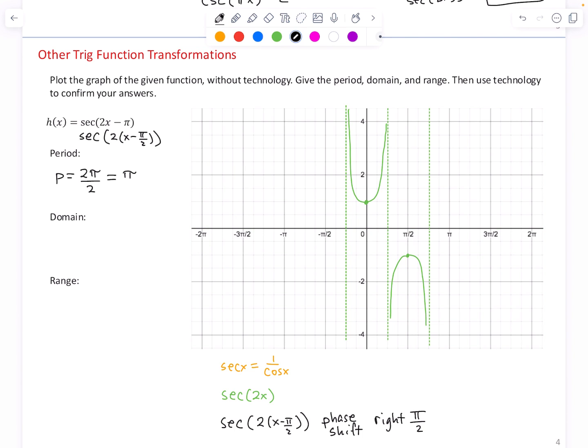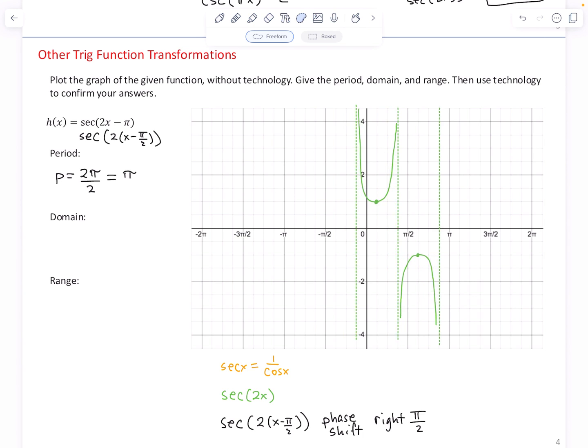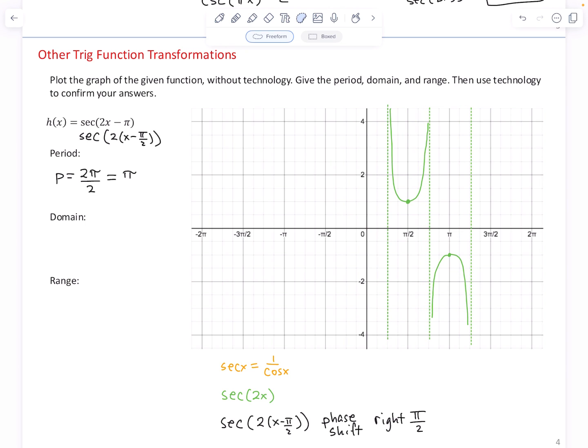So focus on one asymptote or one point. You can focus on this asymptote and shift until that asymptote has moved pi halves units to the right. Or you could focus on this minimum and keep shifting until that point has moved pi halves units to the right. That seems the easier thing to keep track of mentally, because that would put us at this point. So making that shift takes us to this location. And then, of course, this graph will repeat itself forever left and right.